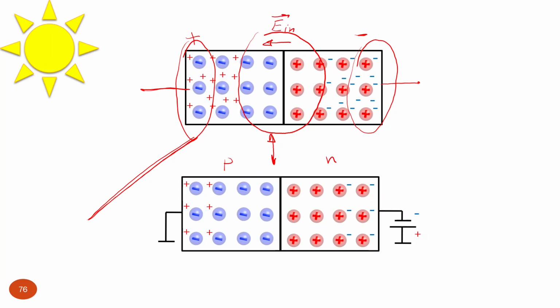Internal, so it goes from right to left, because it goes from positive charge to negative. And now we have excessive positive charge at the edge of p-type and negative at the edge of n-type. So that's why we create an external electric field, which goes in the opposite direction to the internal. So that is forward bias.